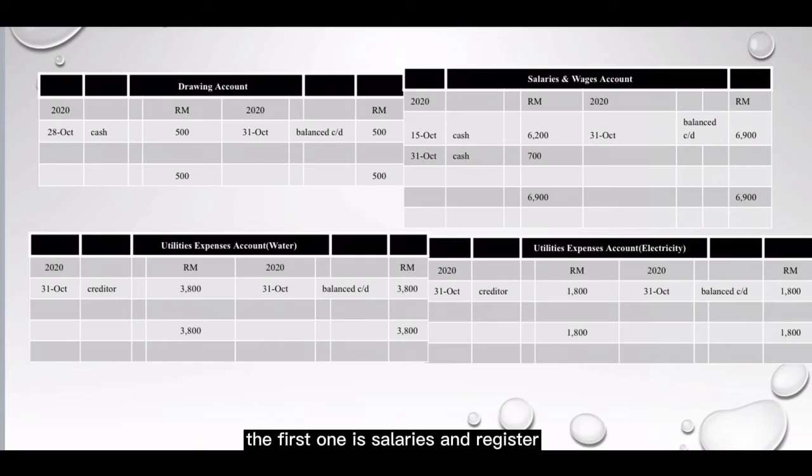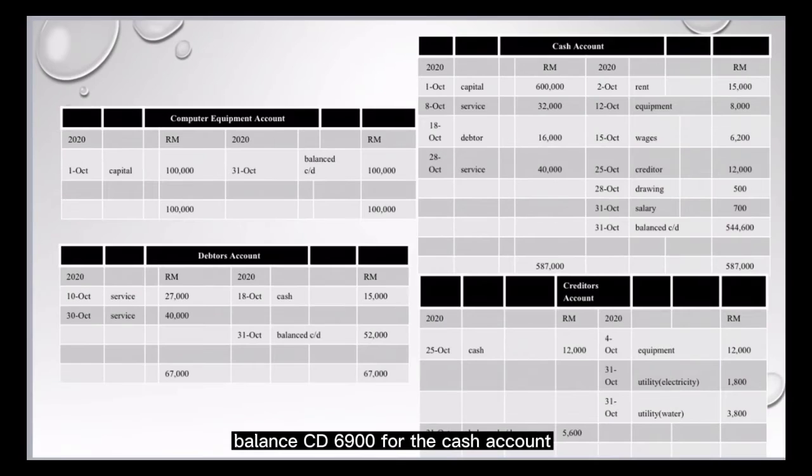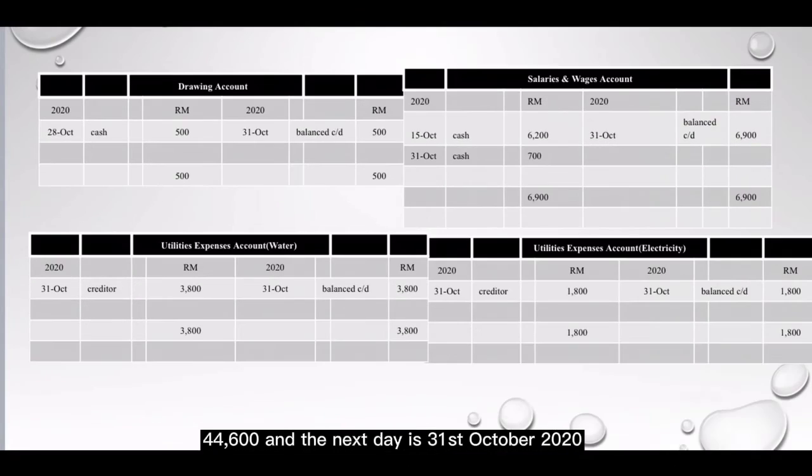The first one is salaries and wages account. For the debit side 31st October cash 700, and the credit side 31st October balance CD 6,900. For the cash account, at the credit side 31st October salary 700, and the 31st October balance CD on the credit side 544,600.